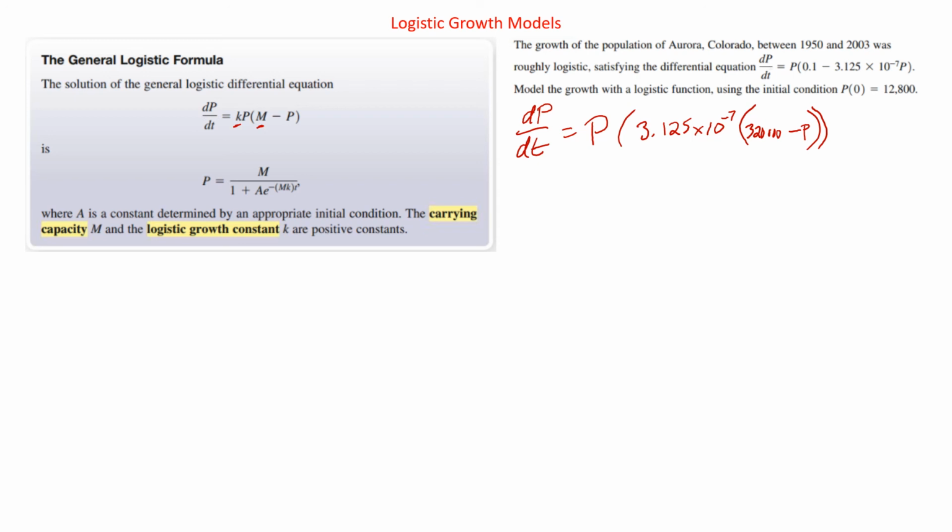So this is now just multiplied on the outside. This is k, and this is m. We can plug that in. P equals M, 320,000 over 1 plus A, we don't know that yet, e to the negative mk. Well, when we multiply m times k, that's going to get us right back to this number right here. So we have negative 0.1 times t.